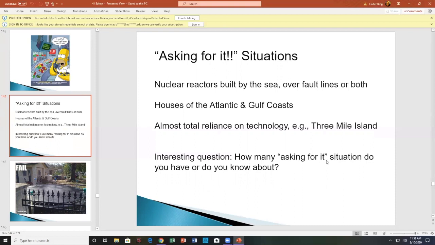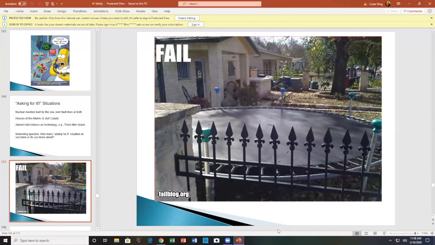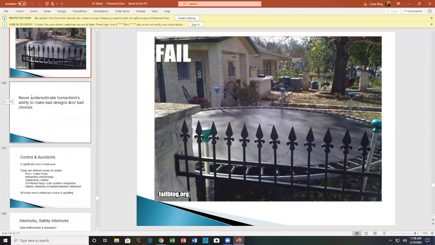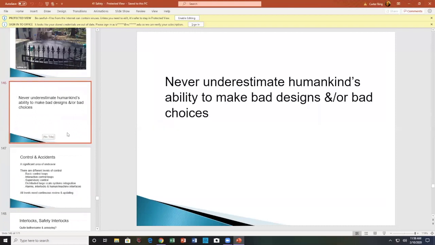Interesting question: how many asking-for-it situations do you have? You're just asking for it, right? Nature has a habit of reaching out and killing you. That's a terrible thing for me to say, but it's so true. Anyway, asking-for-it situations. I love this one. I think this is kind of cool. Is this asking for it or is this asking for it? How many asking-for-it situations do you have? Never underestimate mankind's ability to make bad designs and bad choices.